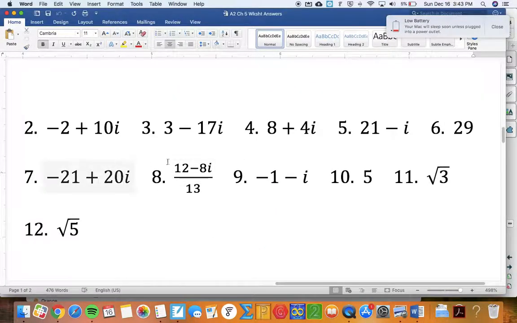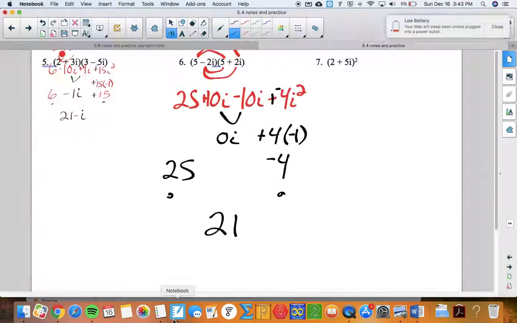Let's check that one. Did I goof up somewhere? 21 minus i, and then there was 6. I'm getting 21. Oh yeah, I did, right? Oops, silly goose. I chopped slash here, but I forgot to bring the negative sign down. So -4 times -1 is +4.